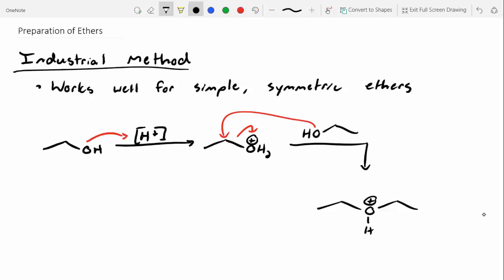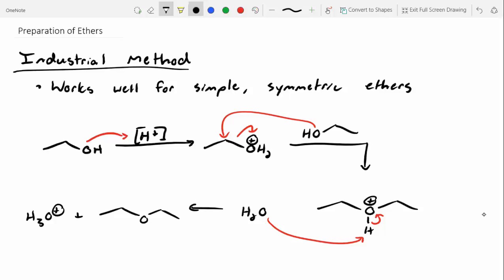And then the water that was formed can grab this proton and do our final deprotonation step. And we regenerate our acid catalyst in this case. So this method works pretty well for making simple ethers.